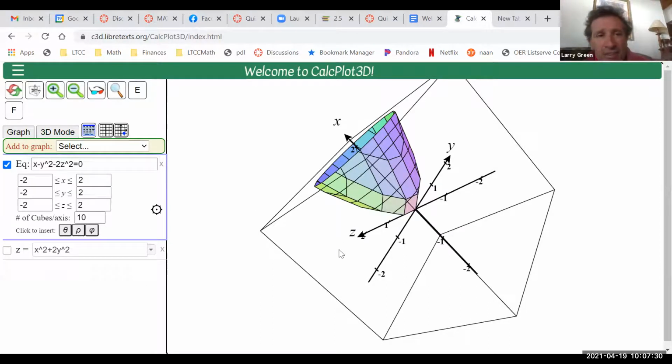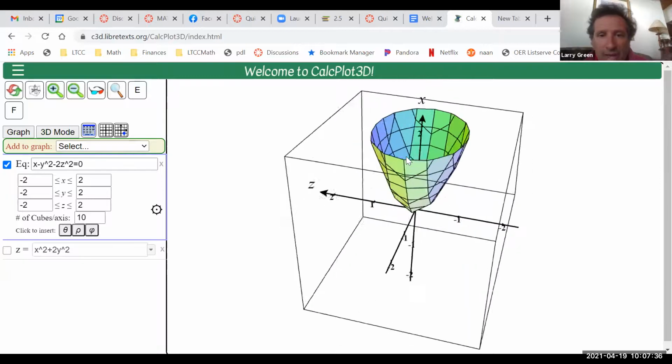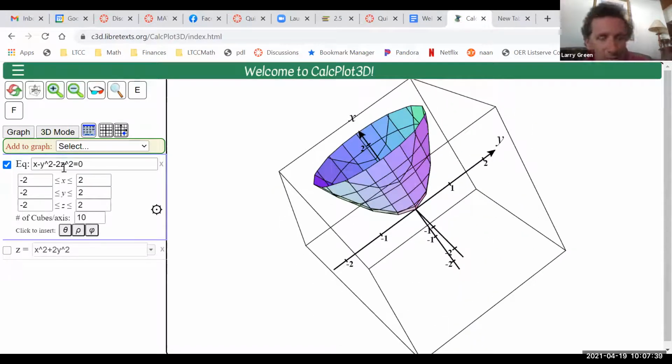Okay, any questions on an elliptic paraboloid? So that's when you have two of them squared, the other one's not squared. You get something that looks like this. Okay. By the way, what do you think will happen if I get rid of that minus and make that a plus? How's that going to change things?